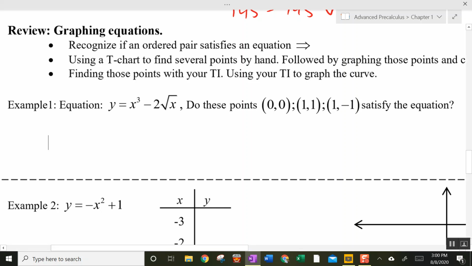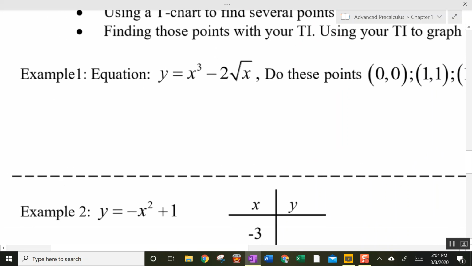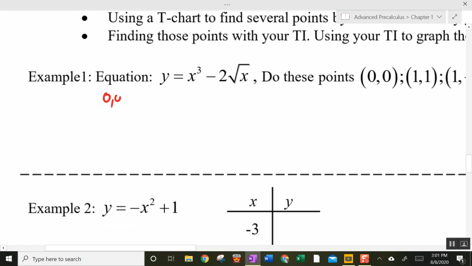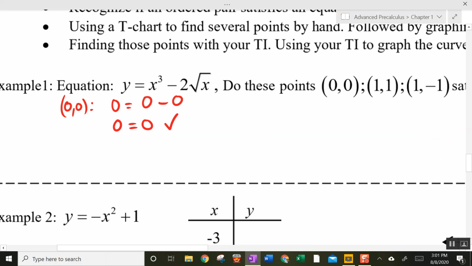We're going to first plug in 0, 0 here. Please make sure you show that we are plugging in 0, 0. And when we plug that in, we wind up getting 0 cubed is 0, 2 root 0 is 0. So we wind up getting 0 equals 0. This happens to be a true statement. And again, what that means is if we graph this equation, the point 0, 0 is on its curve.